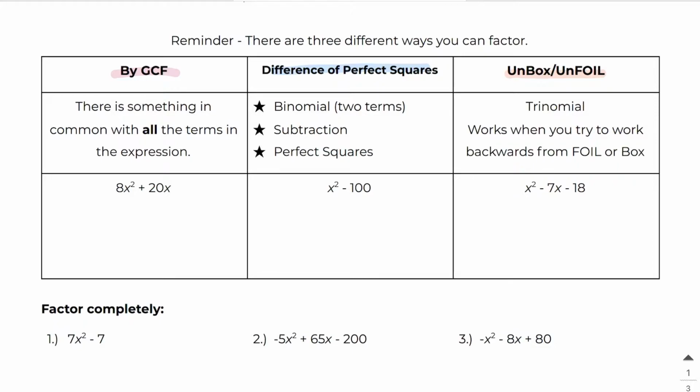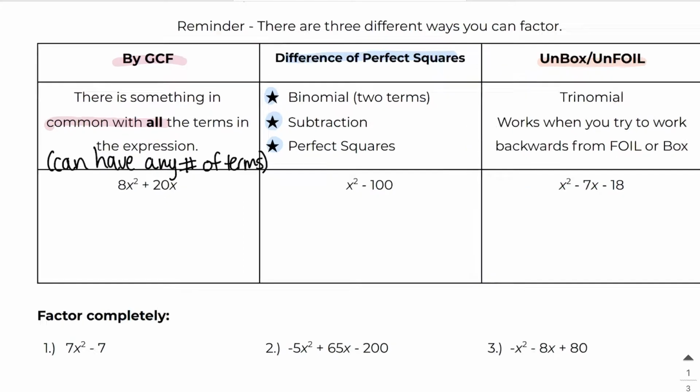So just a reminder, for GCF, there's always something in common with all the terms in the expression, and you can have as many terms as you want in a GCF. But with a difference of perfect squares, it has to be a binomial. It has to have 2 terms. It has to have subtraction. It has to have perfect squares. And then lastly, with an unbox or unfoil, it has to be a trinomial. And it works when you try to work backwards from foil or the box. So let's take a look at each one of our examples that we have here.